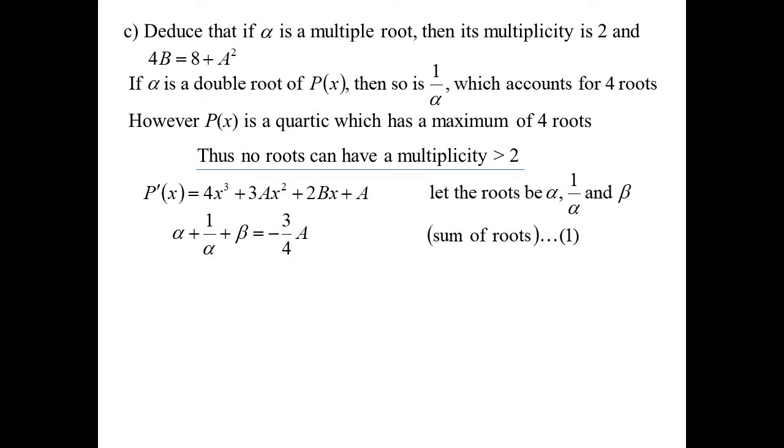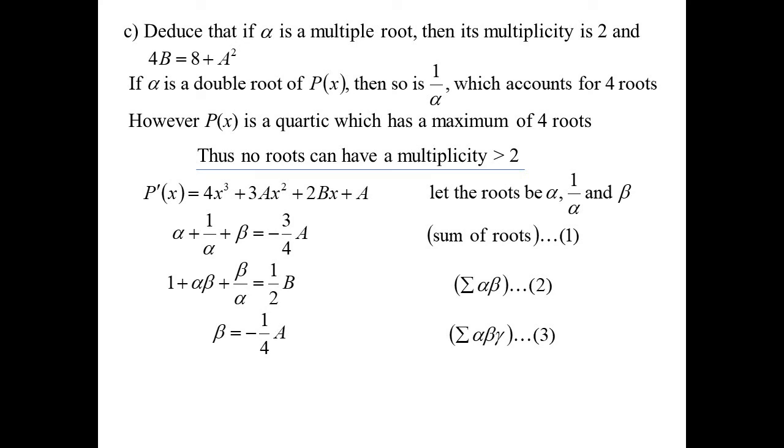So the sum of the roots will be 1 plus 1 on alpha plus beta. That's going to be minus 3a on 4. The sum of the roots 2 at a time will be 1 plus alpha beta plus beta on alpha. That'll equal half of b. And then the product of the roots will end up being just beta, which is minus a quarter a, because the reciprocals end up multiplying together to give 1. Okay, let's play with this.